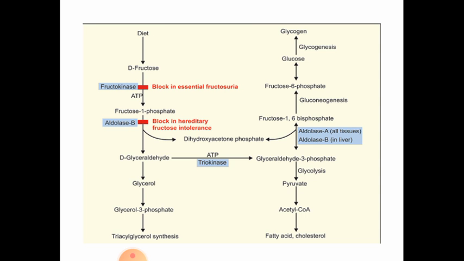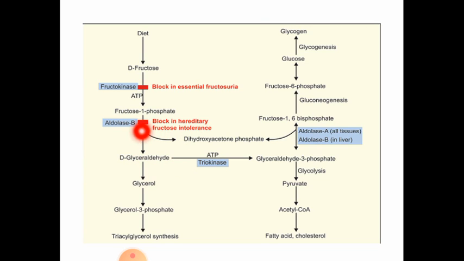Let us see. First, this fructose from the diet is converted into fructose 1-phosphate by the enzyme fructokinase. Fructokinase makes the conversion from D-fructose to fructose 1-phosphate. Then the aldolase B enzyme converts it into D-glyceraldehyde, which is converted into glycerol and then to glycerol 3-phosphate. And then finally, this glycerol enters into the synthesis of triacylglycerol.